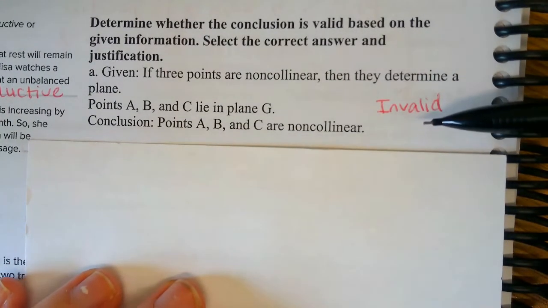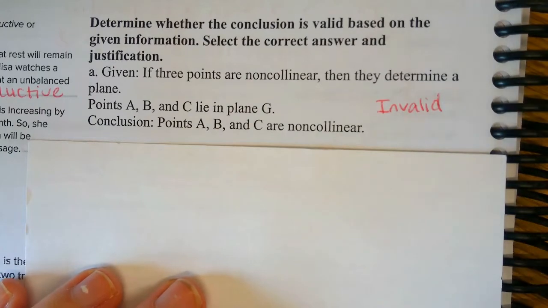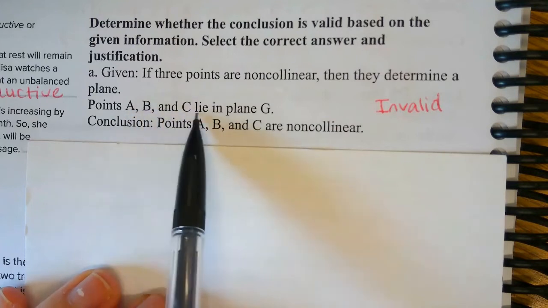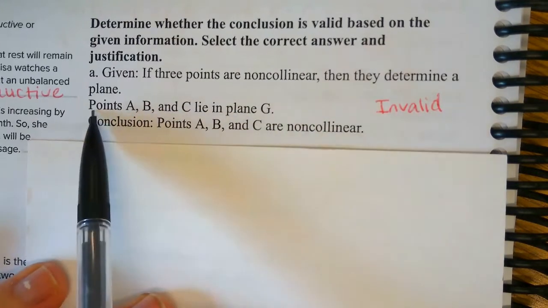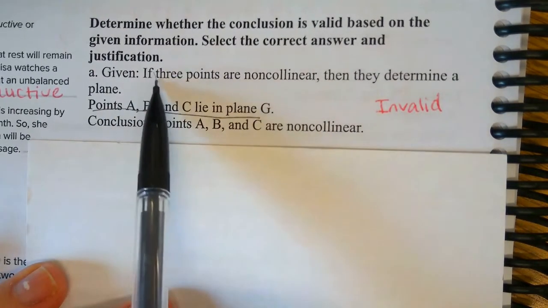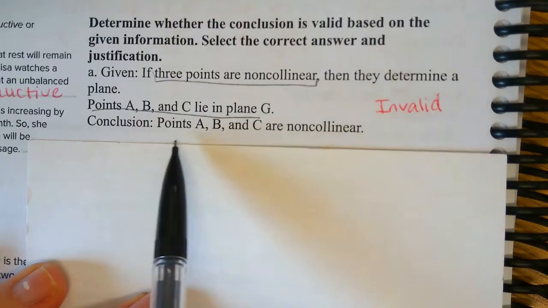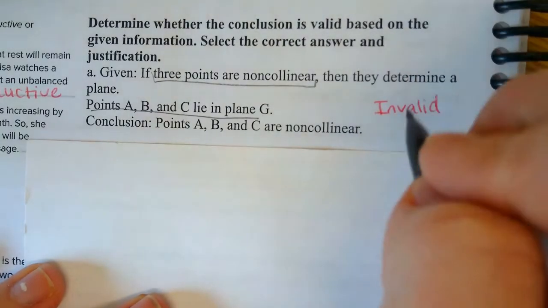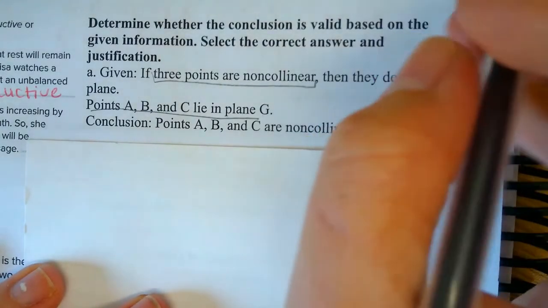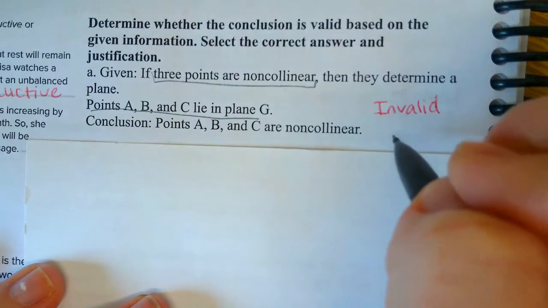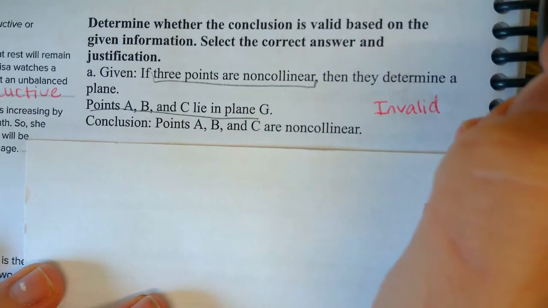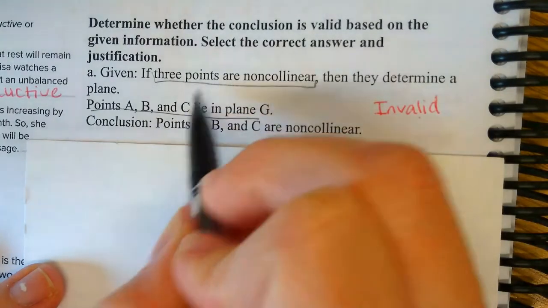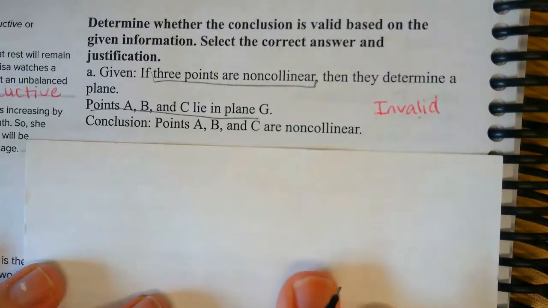So on letter A, you should have found that it was invalid. If 3 points are non-collinear, then they determine a plane. Points A, B, and C lie in a plane G. This does not match my hypothesis, therefore I cannot come up with a conclusion. So this would be invalid because A, B, and C could be in plane G, but also could be collinear. So without knowing that, we would not. So invalid, and it does not match the hypothesis.